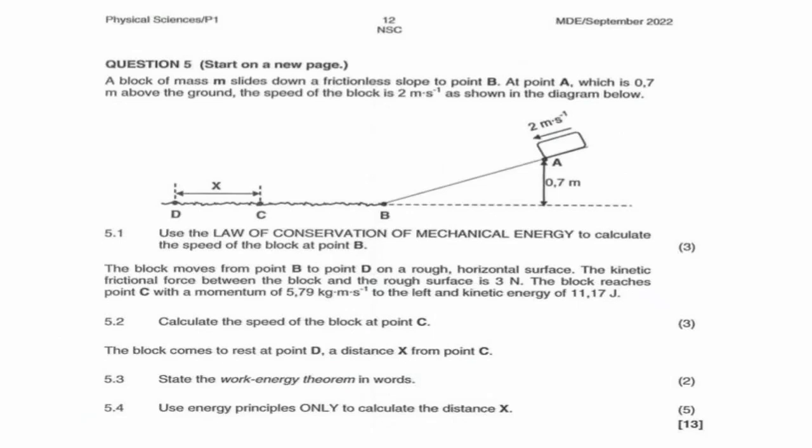Okay, so we have question 5. It says a block of mass m slides down a frictionless slope to point B, and then at point A, which is 0.7 meter above the ground, the speed of the block is 2 meters per second as shown in the diagram below. Now 5.1 says use the law of conservation of mechanical energy to calculate the speed of the block at point B.